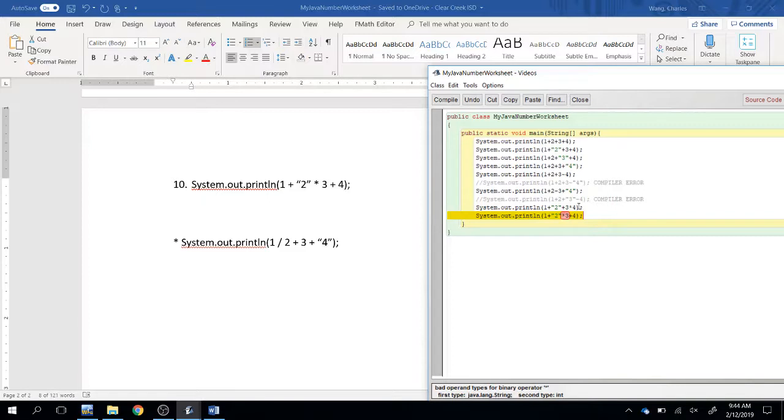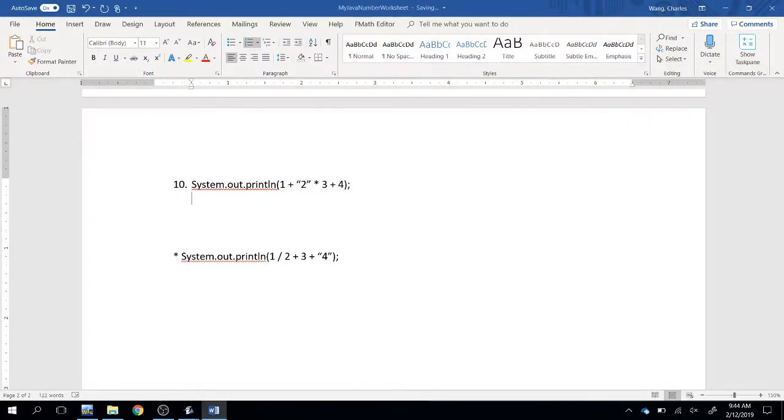Oh, there is an error. So in Java, you cannot multiply a string by a number. All right. So this is also a compiler error. Cannot multiply a string by a number in Java.